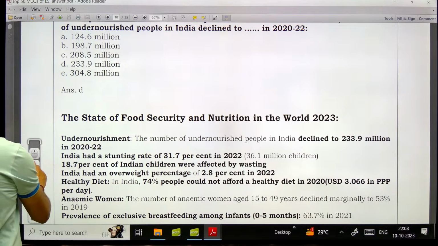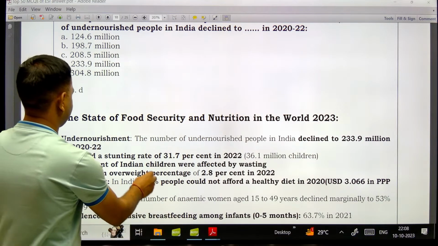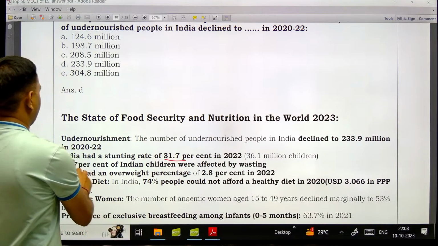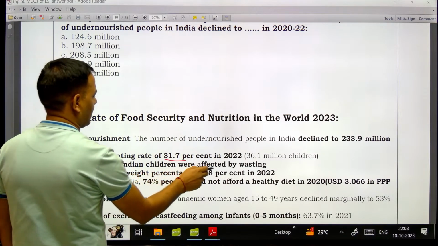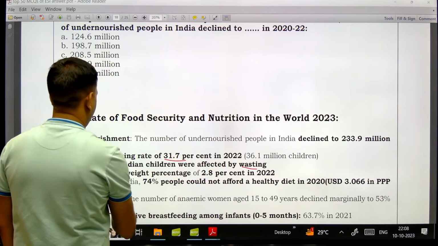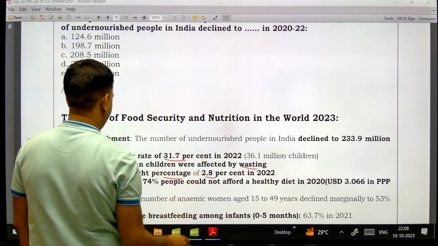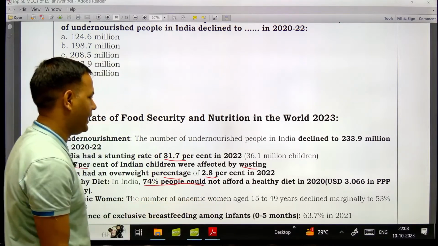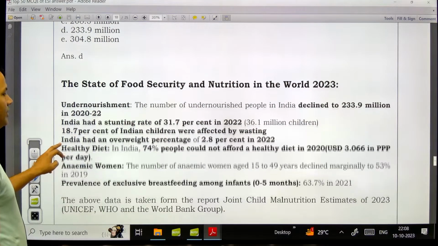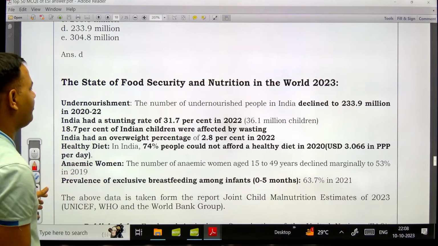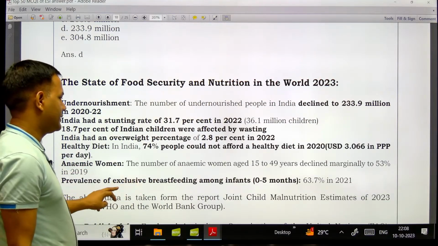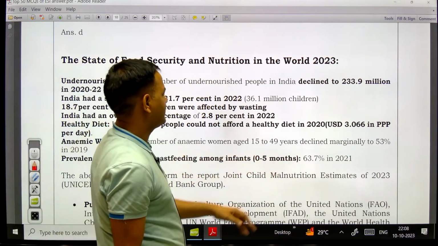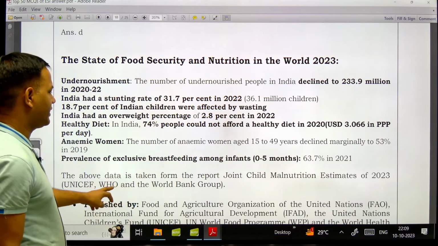Some important facts they have: India had a stunting rate of 31.7%. 18.17% of children are affected by wasting. India had an overweight percentage of 2.8%. On healthy diet, 74% of Indians could not afford a healthy diet, the anemic women ratio was 53%, and prevalence of exclusive breastfeeding was 63%. The above data is taken from the report.